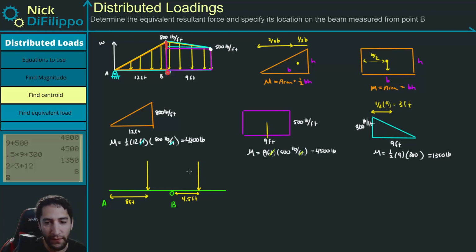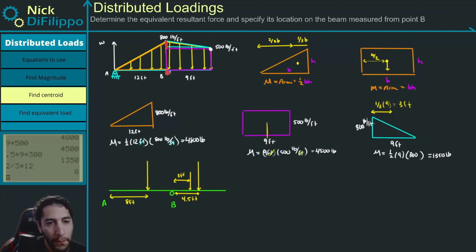So we're going to have this other magnitude right here. This is a little bit smaller. And this is going to be some distance, probably closer to here. But this distance right here is going to be this 3 feet. So these are the 3 forces that we have for each of these smaller loadings.